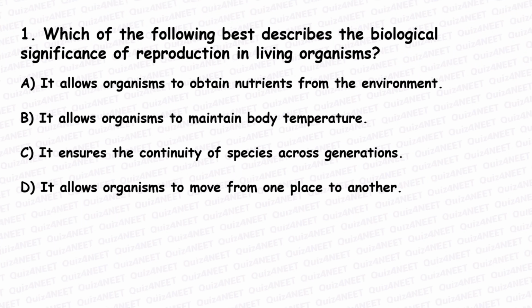Which of the following best describes the biological significance of reproduction in living organisms? A. It allows organisms to obtain nutrients from the environment. B. It allows organisms to maintain body temperature. C. It ensures the continuity of species across generations. D. It allows organisms to move from one place to another.